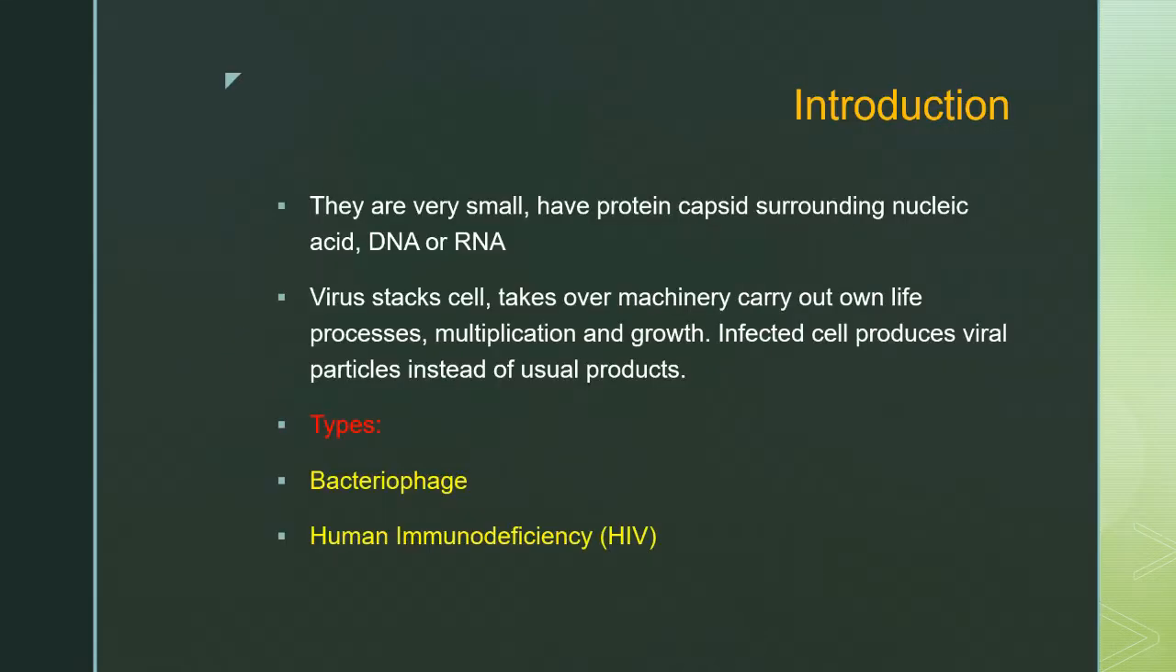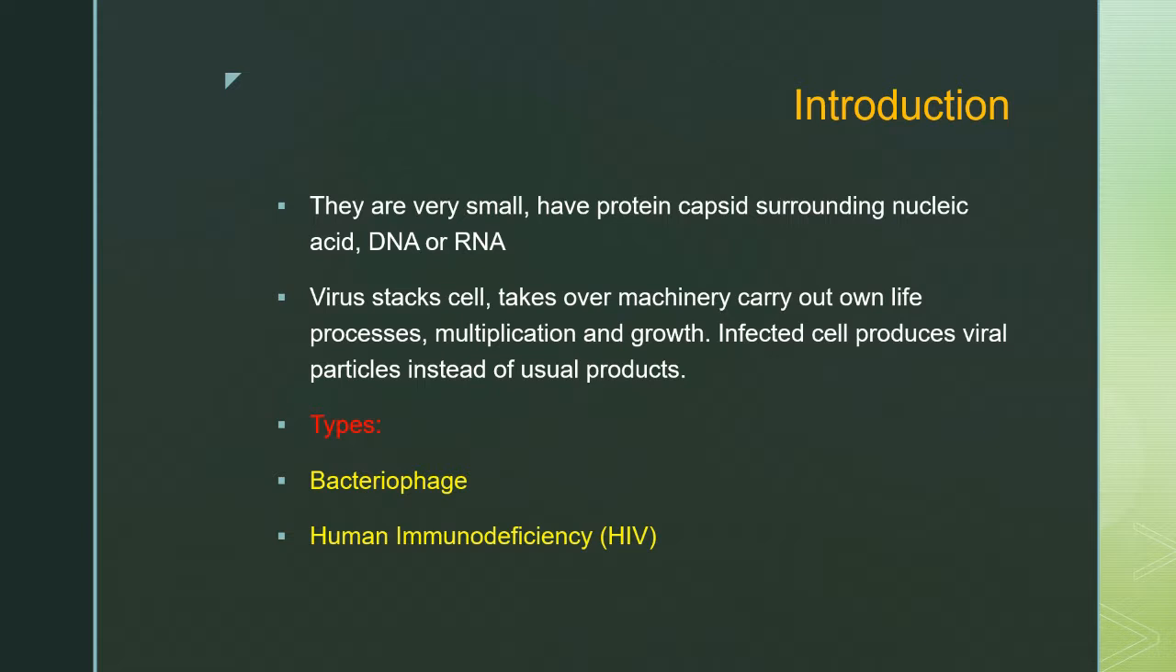We're going to give you a basic introduction to start off with. Basically, viruses are very small. They also have a protein capsid surrounding a nucleic acid, which can be DNA or RNA. Go back to our nucleic acids video if you want to learn more about that. So viruses attack a cell, and they take over the machinery, carrying out their own life processes, because viruses have to live, you know. They carry this out by multiplying and growing. The infected cell will produce viral particles instead of its usual products.